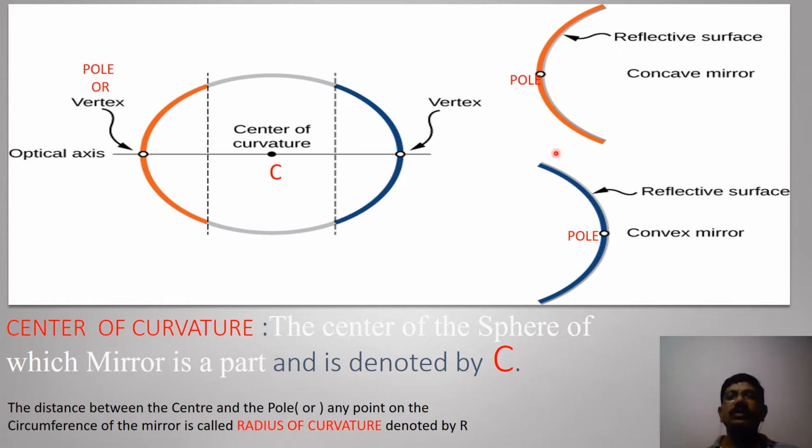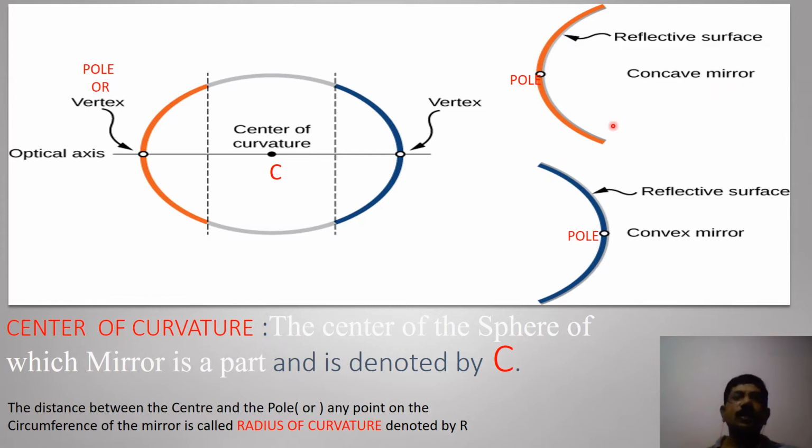Observe this one, children. This is also a portion of this hollow sphere. Now this is curved inward. This inward curved portion serves as the reflecting surface, so it is known as a concave mirror.